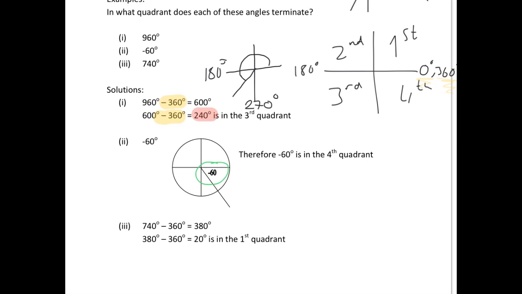Similar to the first problem, we're going to have to subtract 360 degrees from 740 degrees, which gives us 380 degrees. Again, it's still not in our 0 to 360 degrees like we want, so we'll subtract 360 degrees again, and end up with the answer 20 degrees, which we can easily say is in the first quadrant. Again, by drawing an angle of 20 degrees, we see it's immediately between 0 degrees and 90 degrees, so in the first quadrant.